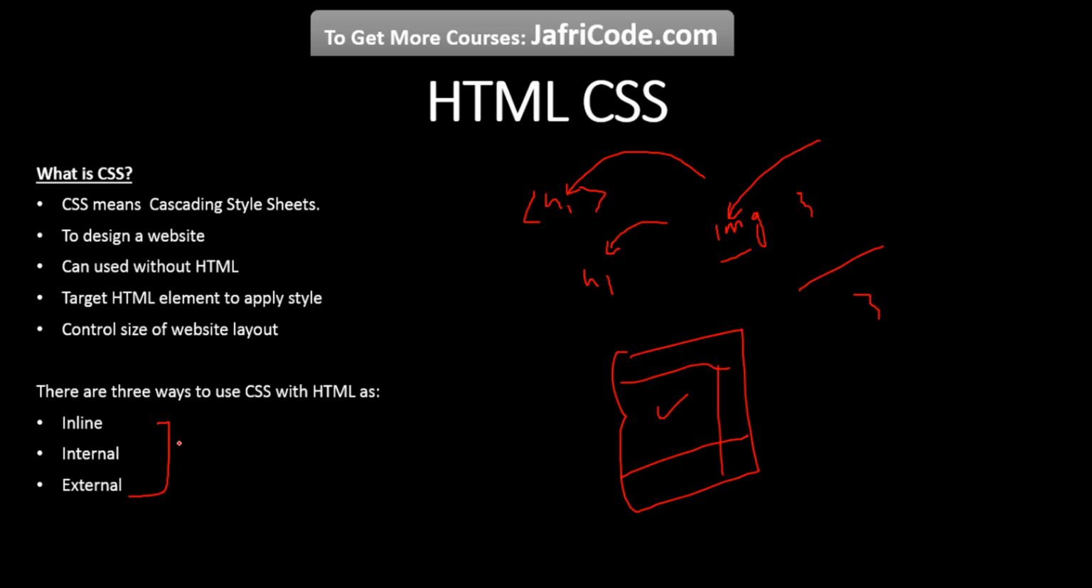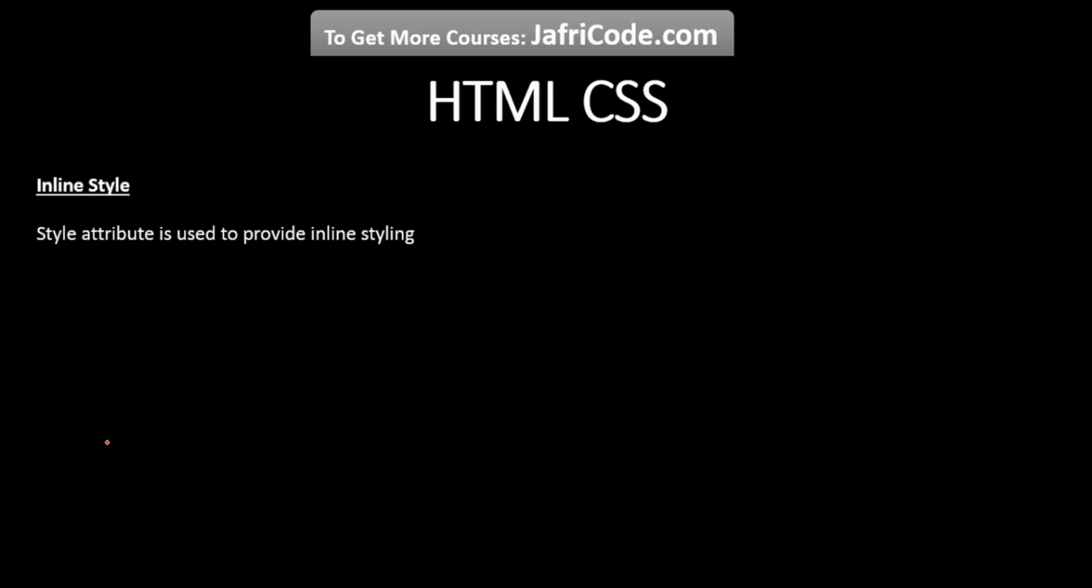You know that in the previous class I showed you about the style attribute. The style attribute is one of the methods of using CSS with an HTML document. That method we call inline. In the previous class we discussed the style attribute, that is a method of inline styling. So next, what is inline style? The style attribute is used to provide inline styling.